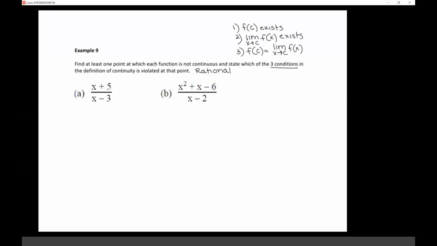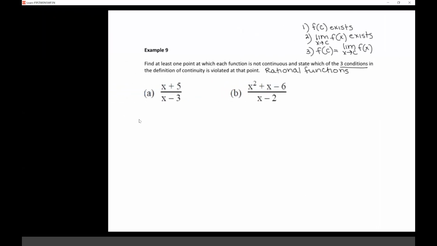You have to have a function value at the point you're considering. You have to have a limit at the point you're considering, and the function value and the limit need to be the same thing. That's what they mean by the 3 conditions. These are all rational functions, and they typically violate continuity in spades, or at least at one point. Here's a rational function. Can anybody tell me what problem I'm going to have and where it's going to happen? The question is asking you to find at least one point where the function isn't continuous, one x value.